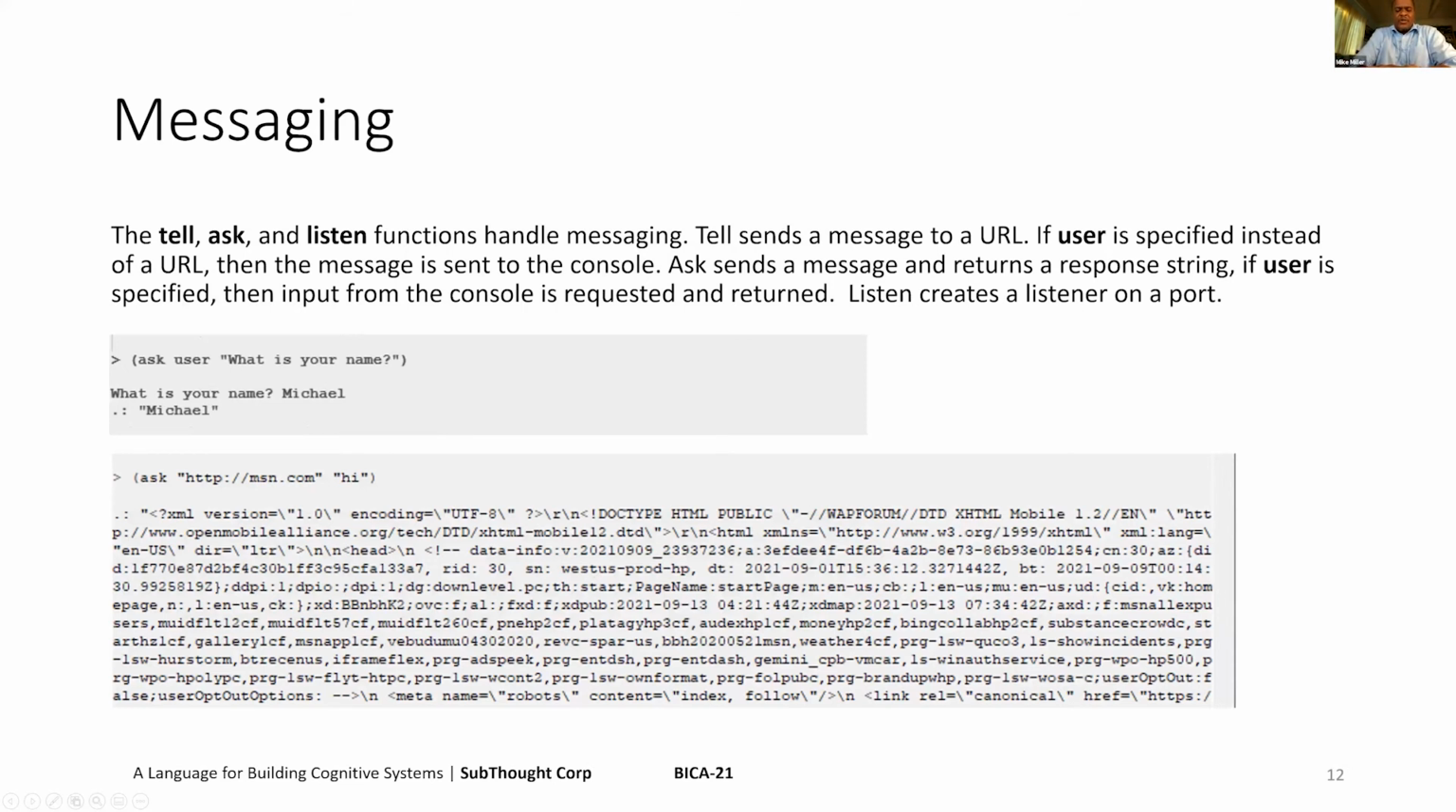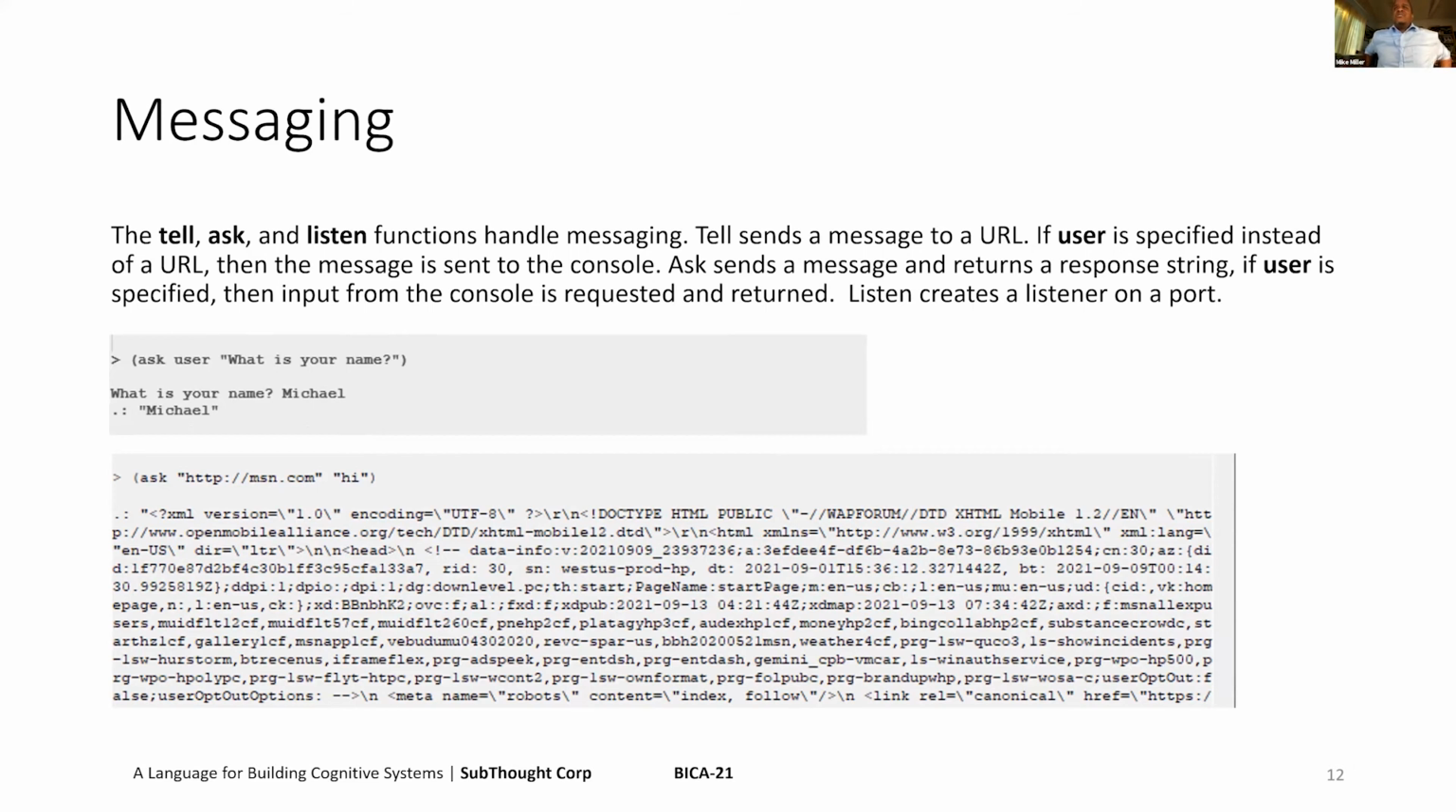So the other thing we wanted to do was messaging. And in messaging, we wanted to just keep it as simple as possible. So we have 3 basic functions to perform messaging. Tell, ask, and listen functions handle messaging. Tell sends a message to a URL. If the literal user is specified instead of a URL, then the message is sent to the console.